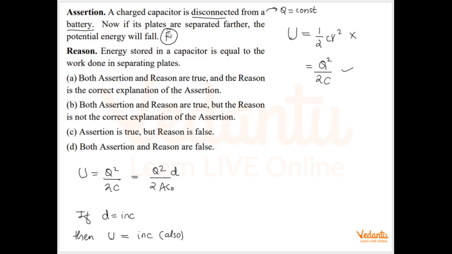Okay. So if the assertion is false, you do not even need to look at the reason. Option D would be the correct answer. Assertion and reason are false. But here in this case, what you can say is that the reason is also false because energy stored in the capacitor is not equal to work done in separating the plates. It is equal to the work done to charge the capacitor.